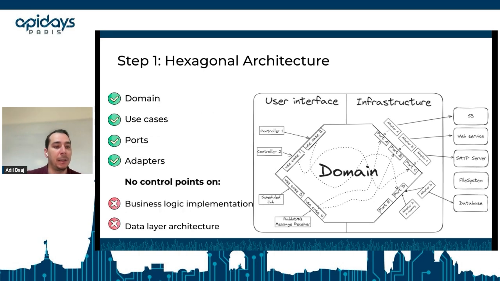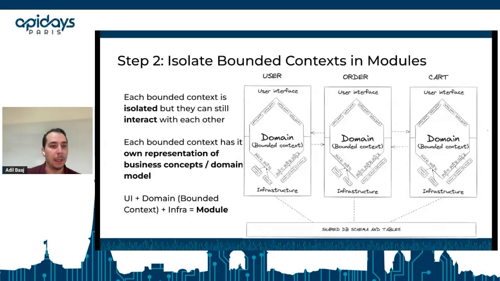So this is a very nice architecture, since it does allow us to isolate this domain logic from the outside world. However, there are still no rules and no control points on this business logic implementation and on the data layer. And what we want is to isolate our bounded contexts. So let's do that. We can isolate our bounded contexts in our monolithic application in what I would call modules.